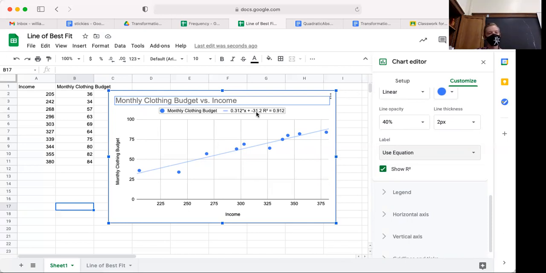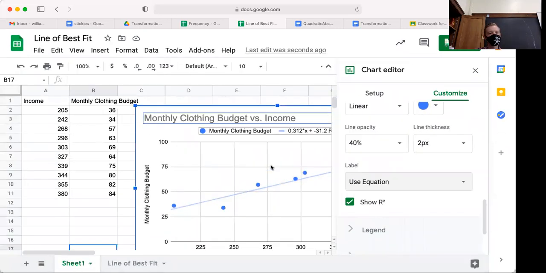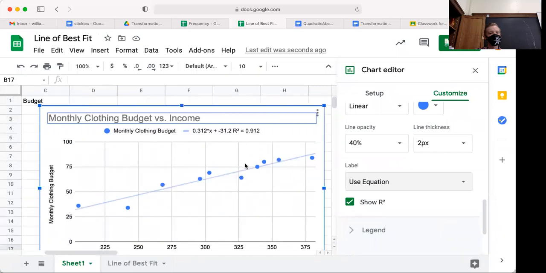Let me zoom back in so you can see this a little bit better. So we now see that with the line, we have associated 0.312 times x plus negative 31.2. This is the equation of this line right here as it shows up in slope-intercept form. So y equals mx plus b.